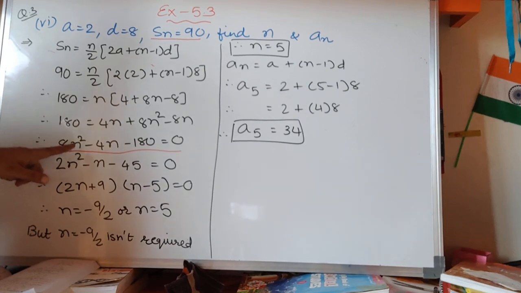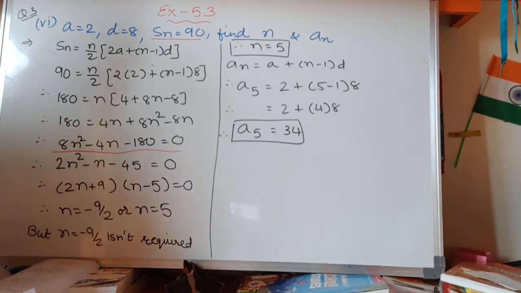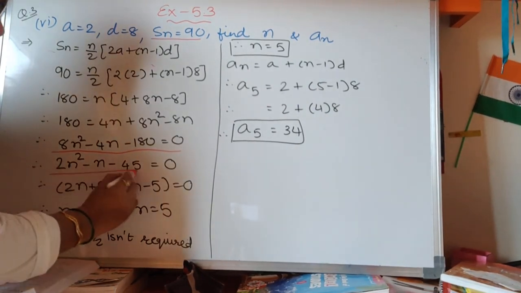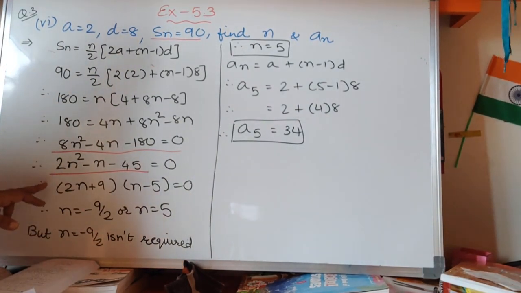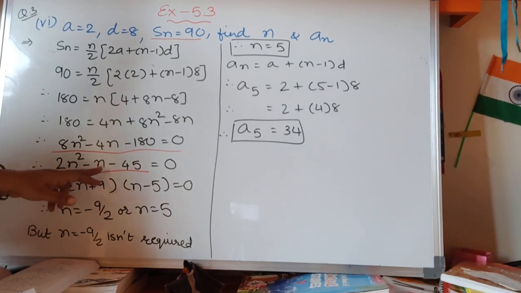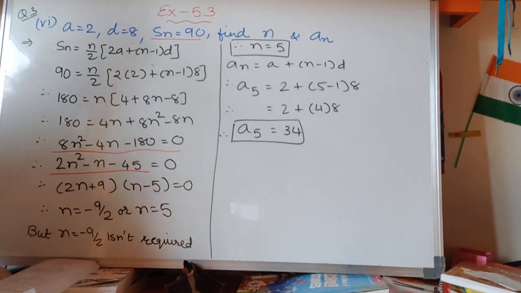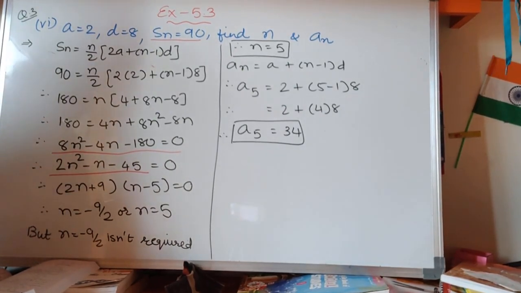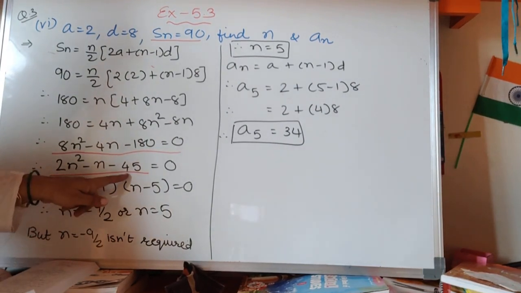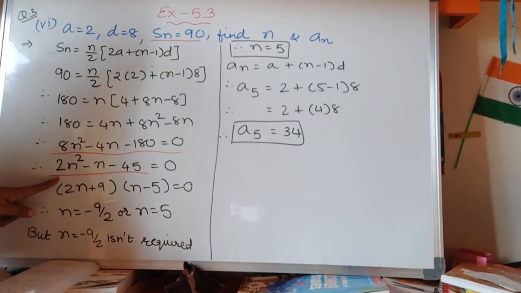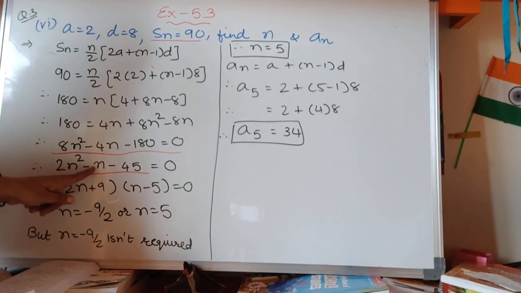8n square minus 4n minus 180. If we take out 4 as common, our final quadratic equation is 2n square minus n minus 45. Now we have to factorize this by the factorization method. Minus 45 multiplied by 2 is minus 90, and we want minus 1.